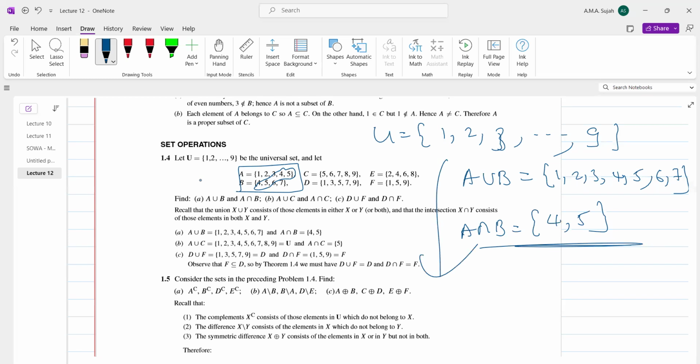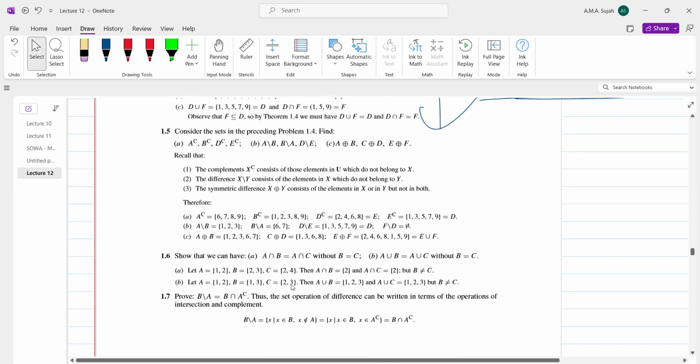As homework, I will share the slides now. Do all the exercises.